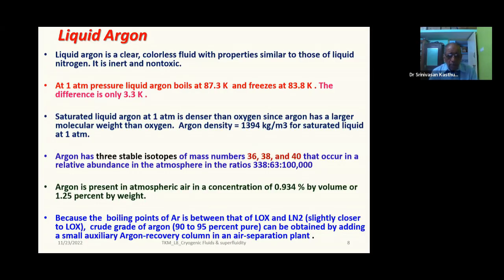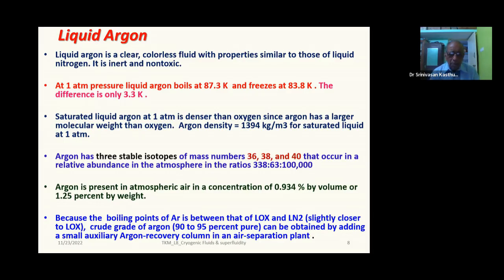Now, saturated liquid argon is denser than oxygen since argon has a higher molecular weight than that of oxygen. Argon density is about 1,394 kg per meter cube for saturated liquid argon at 1 atmosphere, or in other words, 1.394 grams per cc. So you can see here, liquid nitrogen is lighter than water. Liquid oxygen is heavier than water. Argon is still heavier.